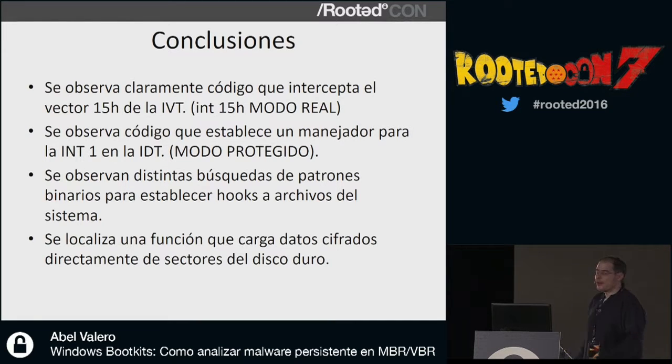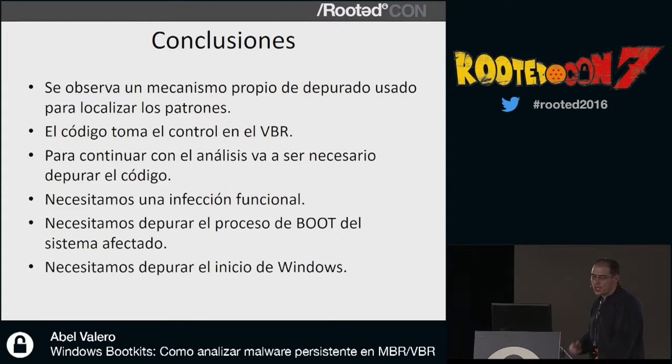So different binary patterns to establish patches on the system code. We localize a function which is loading cipher data directly onto the hard disk in its sectors. We can observe the proper debugging mechanism used to locate patterns. For example, for the extracted boot code, the debugger is installed onto the system. The code, as we said, takes control from the MBR, and to continue the analysis, we will need to debug and purify the whole code to know where the hooks and patches are located.